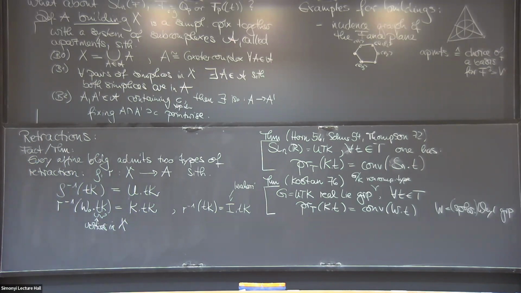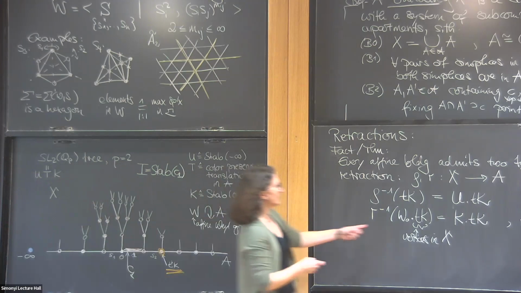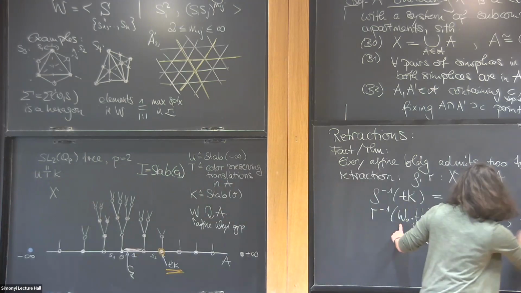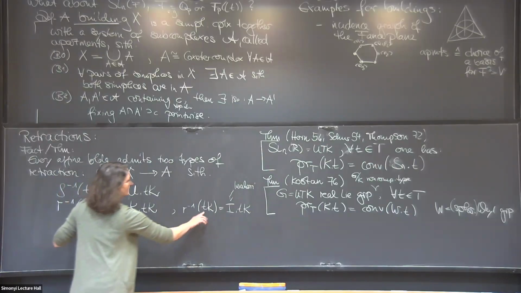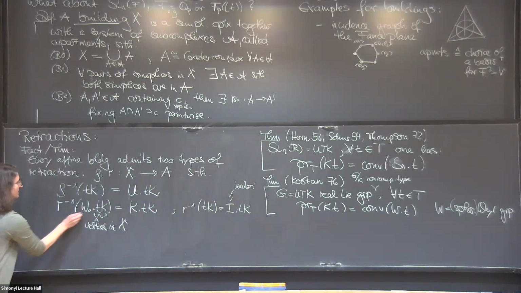So let me do an example here. Here's my TK. Why do I need the W0 here? Well, as I said, I want a left coset by K. If I just look at TK, I don't get that. W0 is the spherical Weyl group.